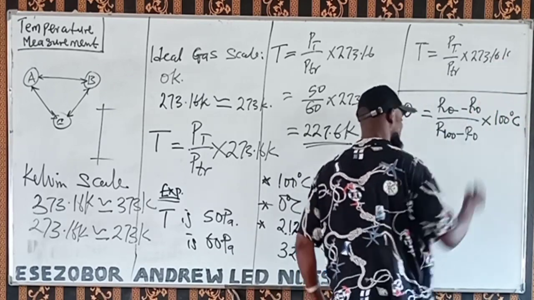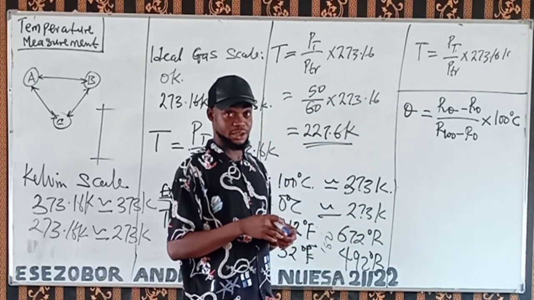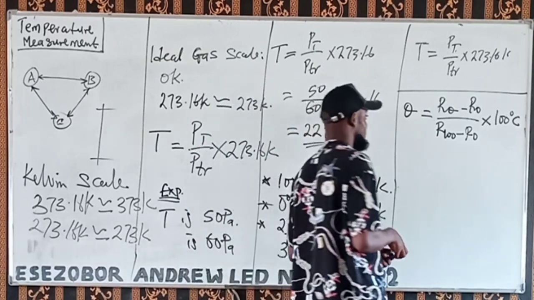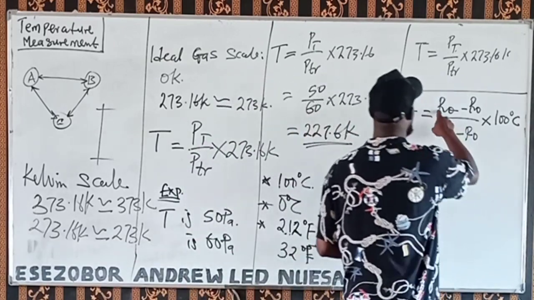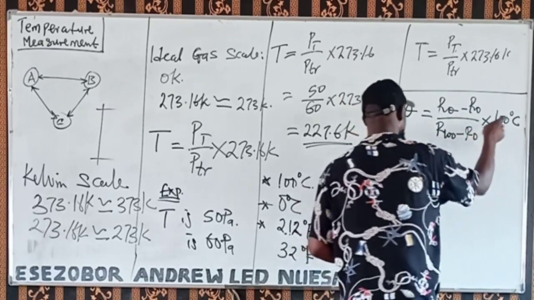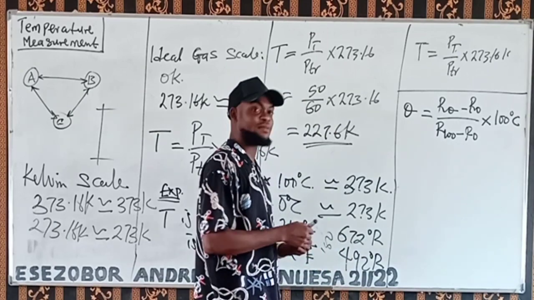This one is not Kelvin this time. It's not Kelvin. So please take note of that. It's very, very important. R theta minus R 0 over R 100 minus R 0 times 100 degrees Celsius. Take note of that.